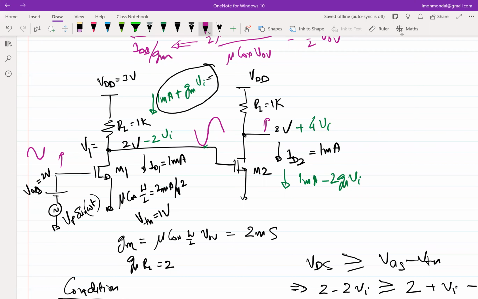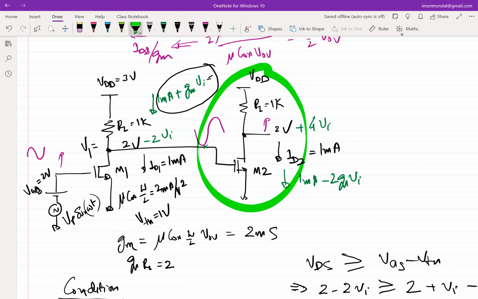No, right. See, the idea is, we are not trying to figure out what will be the condition if I use this in isolation. If you use only M2 in isolation and apply the VI at the gate of M2, then you will get a separate set of swing limits. But we are not doing that because this transistor is not seeing VI as a swing at the input.